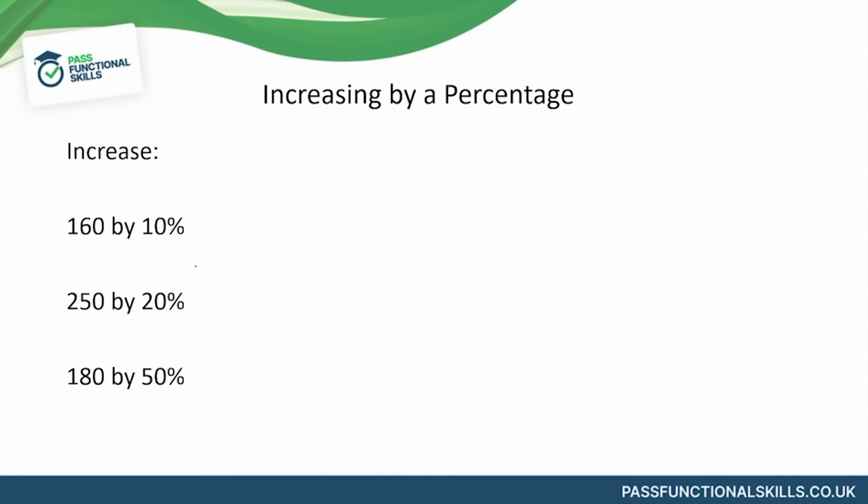Okay, so now on to percentage increases. Here we probably don't need a calculator for these. All we need to do is work out 10% and then add it on. So 10% of 160 is 16, so we're now increasing 160 by 16. 160 plus 16 is 176.